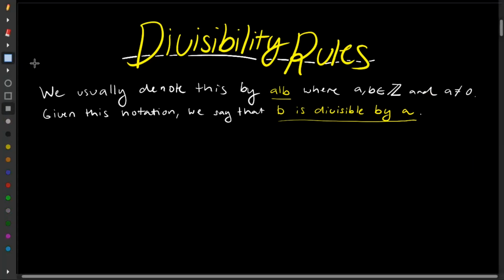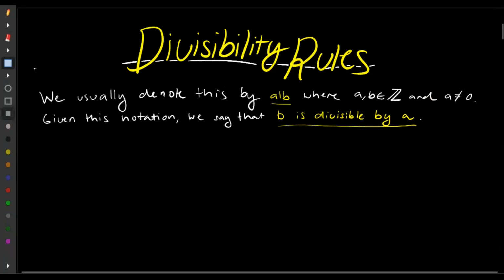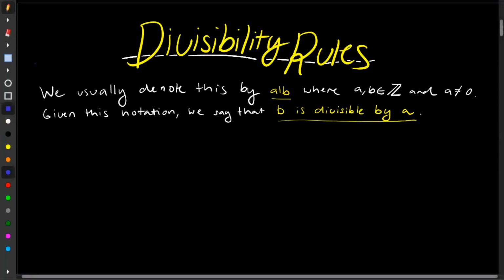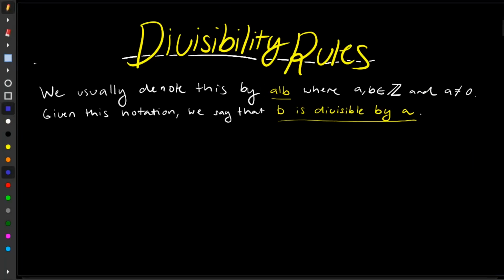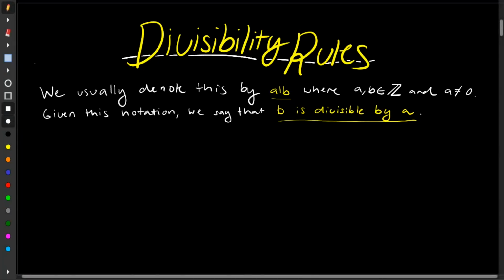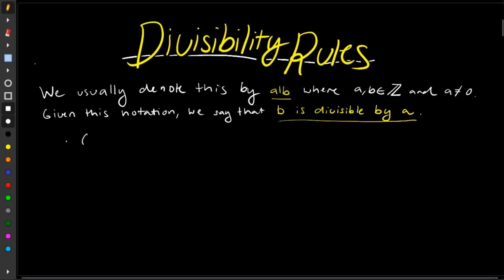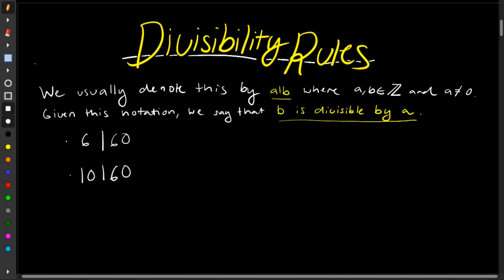Now, given the notation, we denote that by saying that B is divisible by A. So, for our previous example, since we know that 6 and 10 divide 60, then we write that as 6 divides 60 and 10 divides 60. If it doesn't divide 60, say 7, then we just write this cross here to denote that it cannot divide 60, or 60 is not divisible by it.